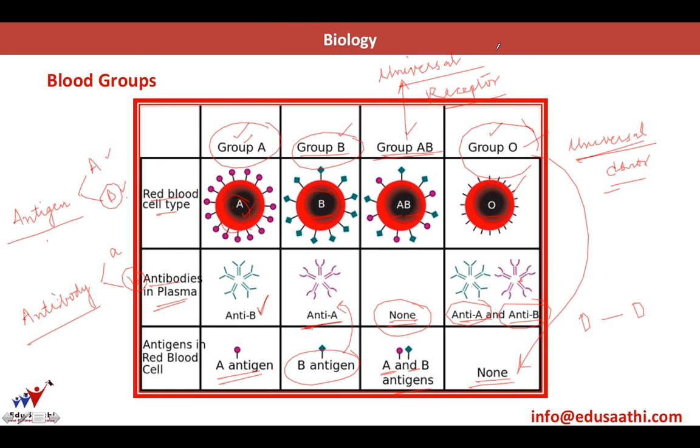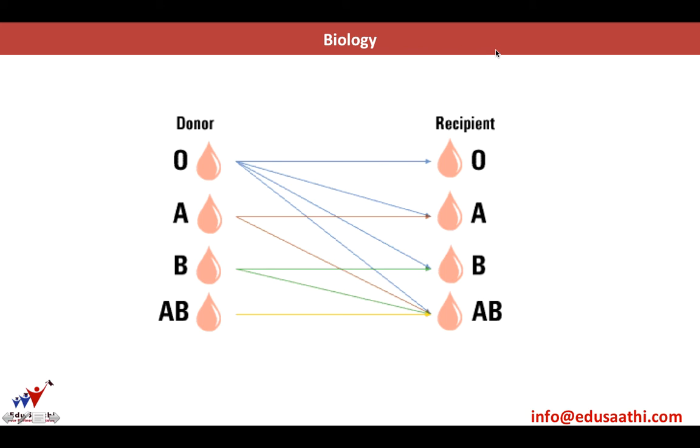So this is about blood groups of human. You can look at this chart. O is a universal donor. O can donate to A, B, and to AB. Whereas AB is a universal recipient. It can take the blood from AB, it can take the blood from B, it can take the blood from A, it can take the blood from O. O can donate to everyone. AB can take the blood from everyone.